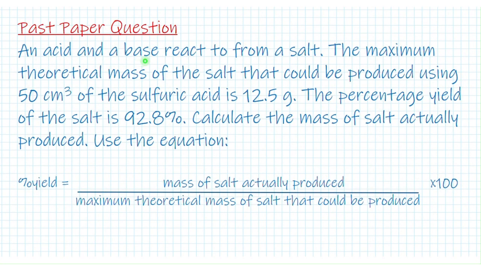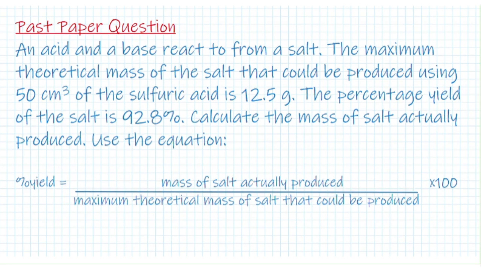Let's take a look at this past paper question. An acid and a base react to form a salt. The maximum theoretical mass of the salt that could be produced using 50 cm cubed of the sulfuric acid is 12.5 grams. The percentage yield of the salt is 92.8%. Calculate the mass of the salt actually produced using the equation percentage yield equals the mass of the salt actually produced divided by the maximum theoretical mass of salt that could be produced times 100.